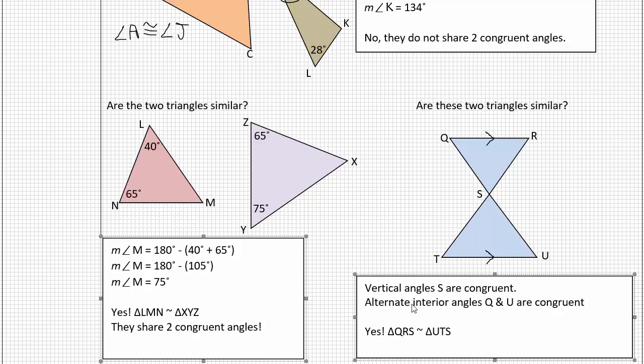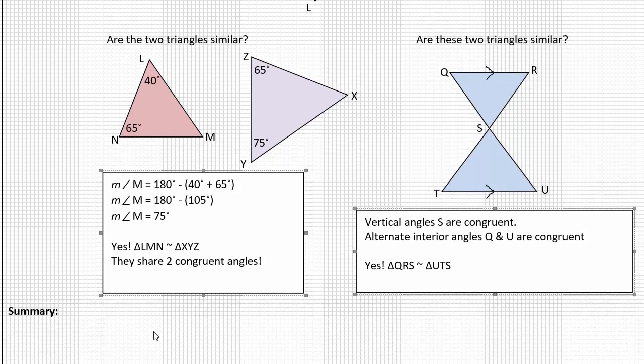So that is going to conclude our video for today. Please be sure to have all the diagrams filled in.